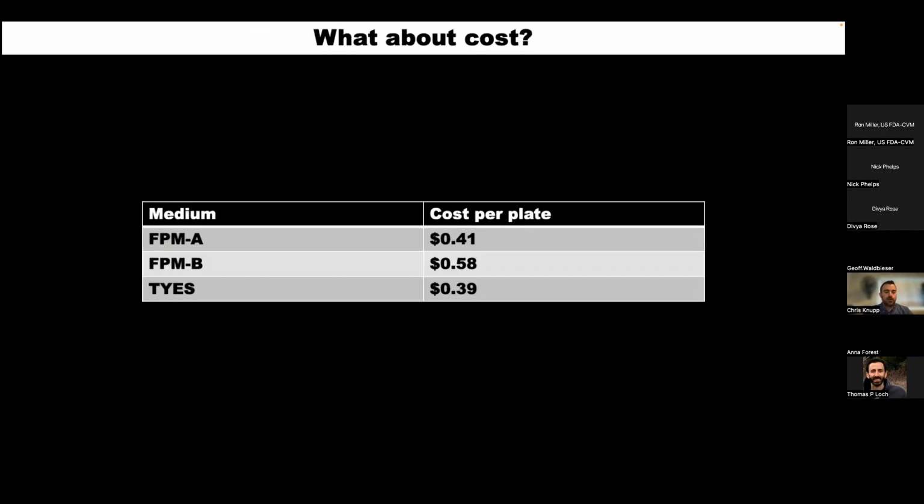Okay, before getting into my overall conclusion, some of you may be wondering what about the cost. And so this table shows you the cost per plate for the 2 new media types and ties for our lab. You can see that the cost of FPMA and ties is very similar. FPMA is only 2 cents more expensive than ties, while FPMB, which was not significantly better than FPMA and has more ingredients, is a bit more costly. And so our lab has chosen to deploy FPMA over FPMB.